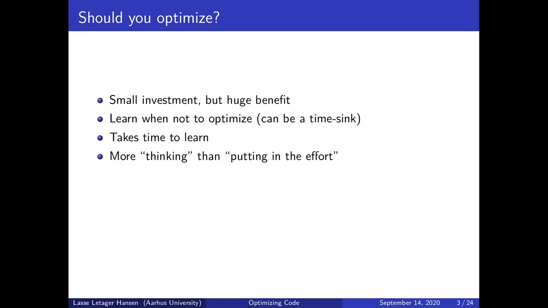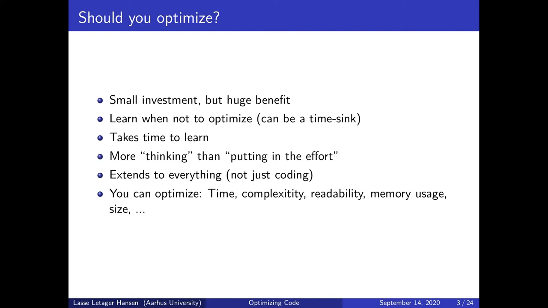And this extends to anything, not just coding. So you can use it for, I don't know, baking or something. The process where you do things, if you optimize that, it will increase your productivity. So don't just think of what I describe here as just coding. It works anywhere, and it actually helps a lot to optimize. And there's a lot of things you can optimize on, not just time. You can also optimize on the readability of your code and the complexity and a lot of other things.